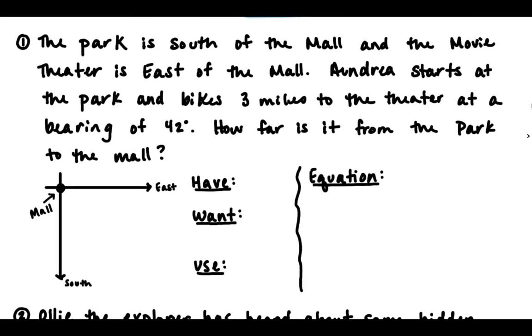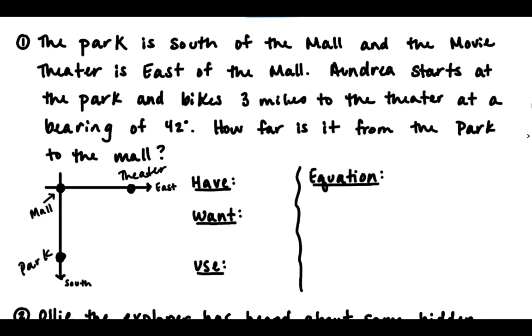Alright, so Andrea is biking. First thing we need to do is set up our map. The first sentence helps us set up the map. The park is south of the mall, which means if I start at the mall and go south, I should get the park. So we can put the park somewhere south of the mall. And then the movie theater is east of the mall. So if I start at the mall and go east, that's where the theater is. So this is theater, and down here is park.